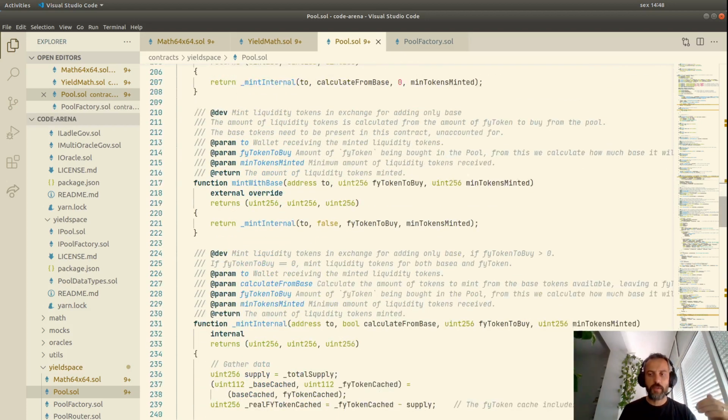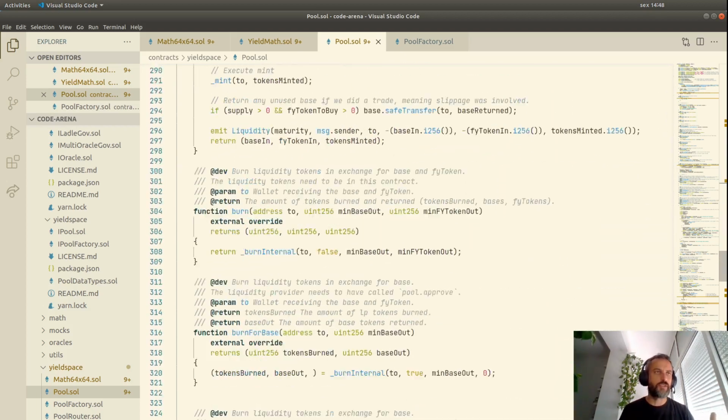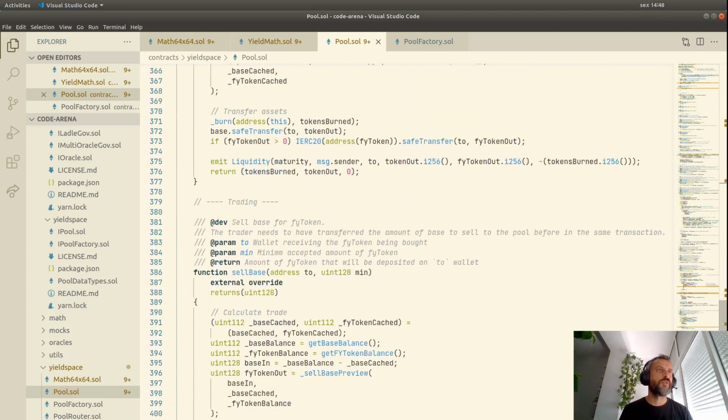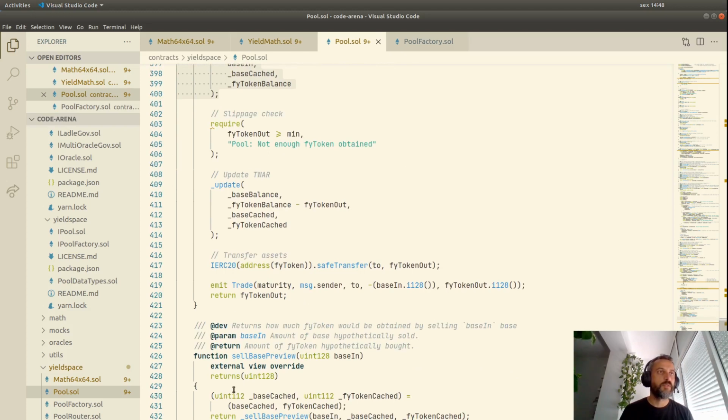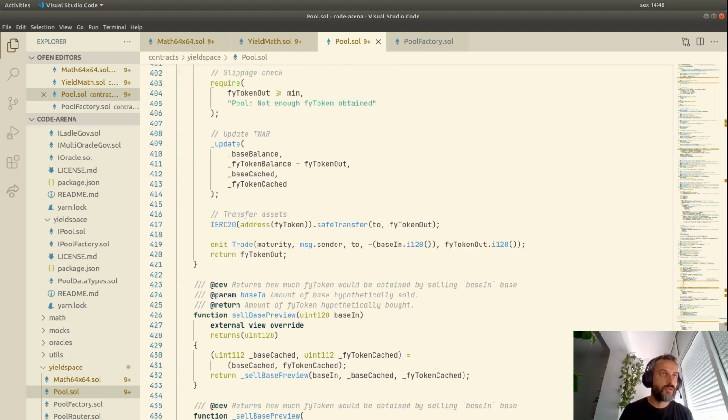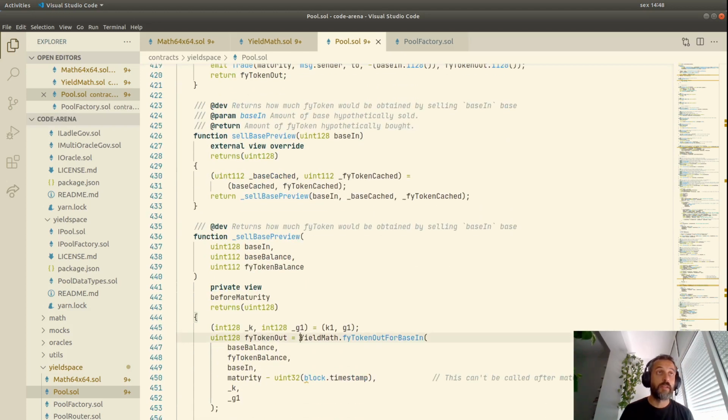I'm going to skip the liquidity functions to go to the trading functions. I'll leave the liquidity to the end. The trading functions are, again, not very difficult. They're a swap. Okay, so here I'm selling base. I know how much base I'm putting in, and I'm obtaining a FY token. What I will do is call sell base preview, and what sell base preview does is call the library.